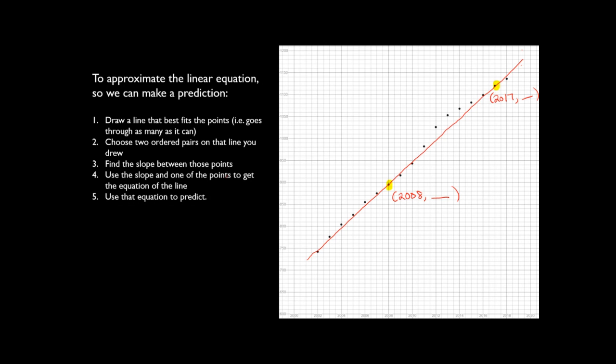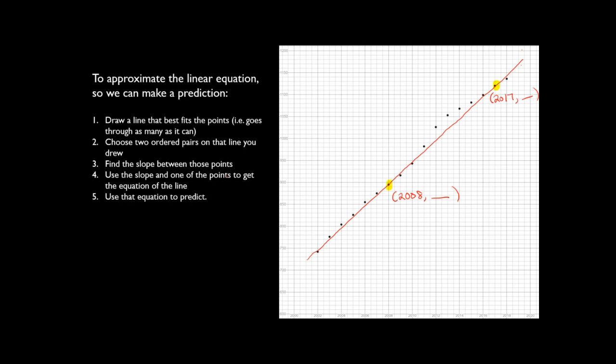So you draw your line, you basically pick 2 points. Then what we need to do is find the slope between those 2 points. So we use those 2 ordered pairs to get the slope, which is going to measure the steepness of the line. And then we use the slope and one of the ordered pairs to get the equation of the line. And we're going to be using that point slope form I talked about. And then we will have an equation that we can use to predict.